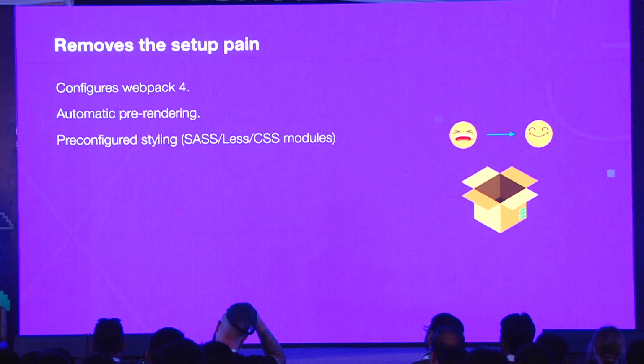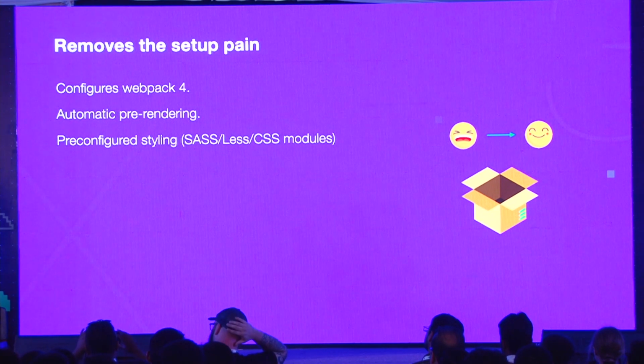The third one is pre-configured styling. Your team can choose the styling stack. Sass, Less, and CSS modules come built in. All you have to do is install the dependency, with no configuring overhead for your team.